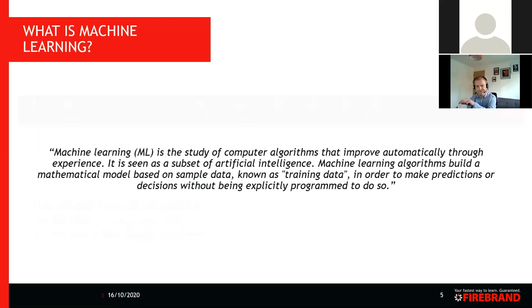Right. So what is machine learning? What is this thing that everyone keeps going on about? Machine learning is the study of computer algorithms that improve automatically through experience. It's seen as a subset of artificial intelligence. So that's the first tip in terms of the hierarchical relationship between the two disciplines. Machine learning algorithms build mathematical models based on sample data known as training data, in order to make predictions or decisions without being explicitly programmed to do so. So machine learning is really algorithms that take training data, and in some cases don't take training data, and they make decisions or predictions without being explicitly programmed to do so.